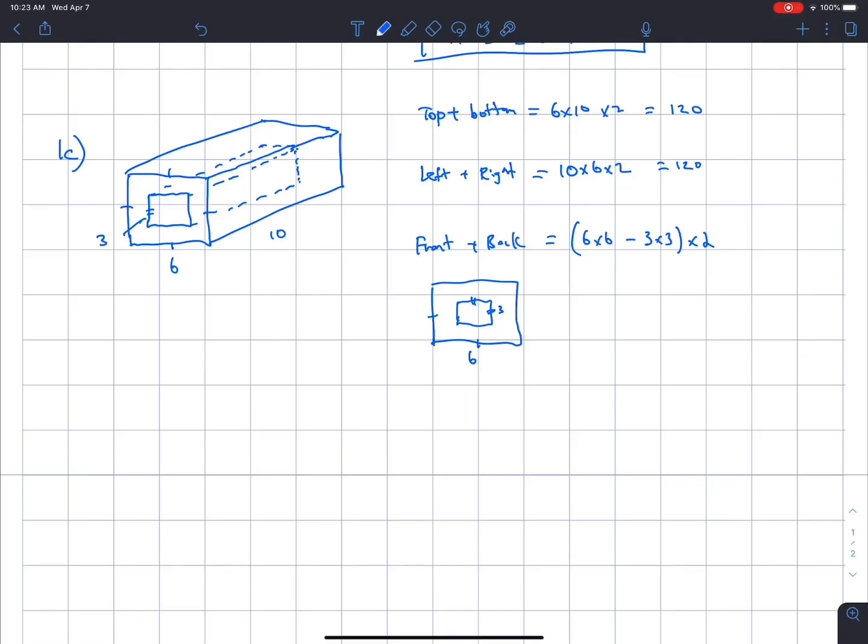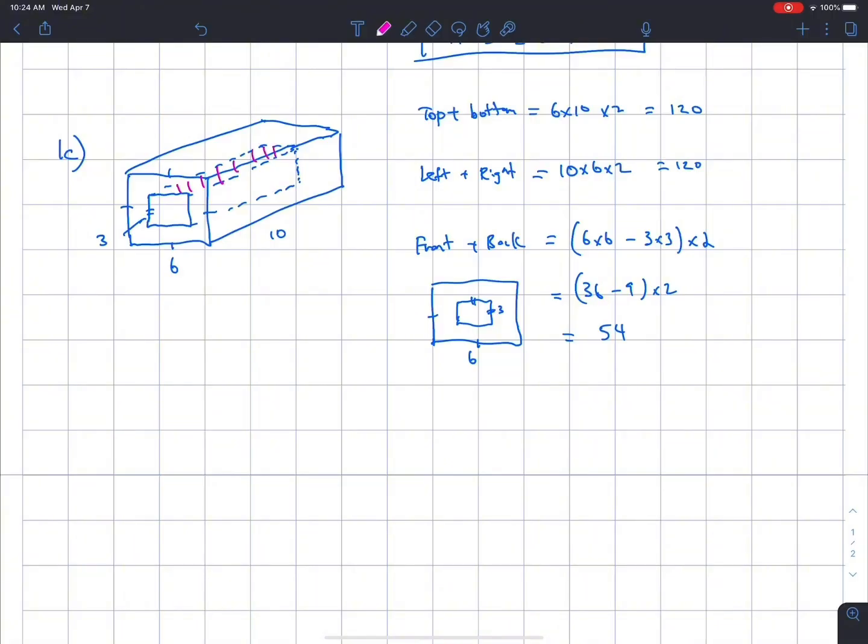And we have 36 minus 9 times 2, and we get 54. Not finished yet. We still have the inside. So this is what I mean by the inside. In this book, they ask you to also find this inside area.